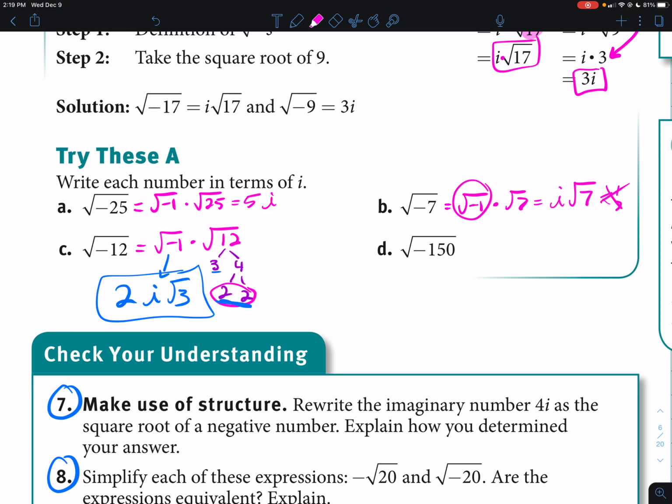So basically, anything that's a pair, you're basically saying the square root of 4. The square root of 4 is 2. So we took the 2 out, and the 3 stayed in.